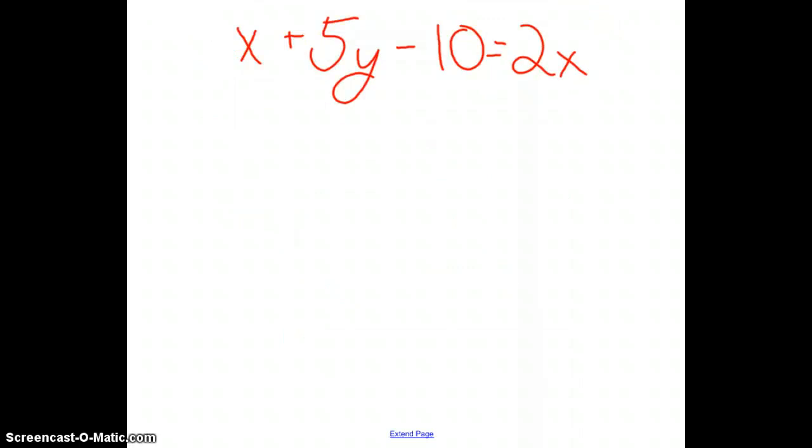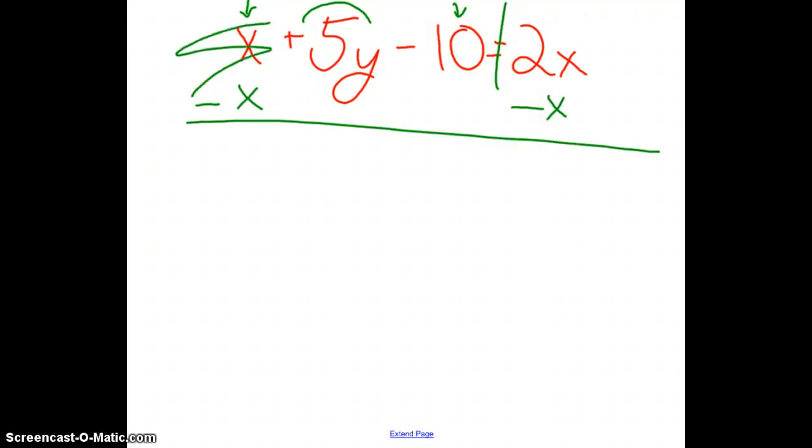x plus 5y minus 10 equals 2x. So here's my y, and there's this term and this term all on that side of the equal sign. It really doesn't matter which one you get rid of first. I'm just going to get rid of x because it's out front. Minus x, minus x. These two cancel. I've got 5y minus 10 equals 2x minus x. That's really 2x minus 1x. So it's just 2 minus 1 is 1. There's 1x left.